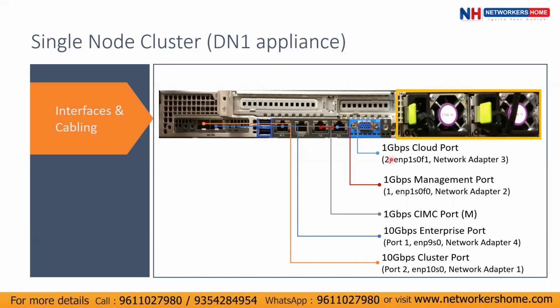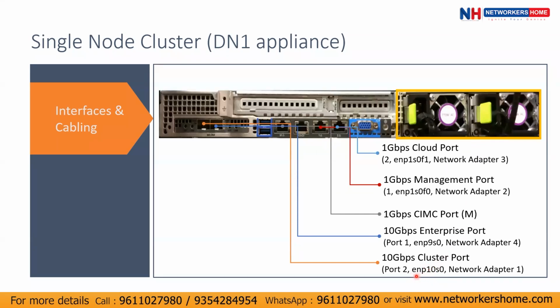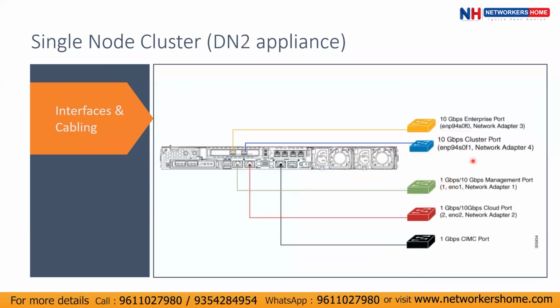Anyone has any doubt on this port-related information, cabling related? Okay. So how can you do the cabling? This is how you can do it. This is the DN2 appliance. Some of the names have changed. Previously, the cluster port name started with ENP10S0. Here, the name is ENP94S0F1. But the purpose of this port is the same. It is the cluster port and it serves the functionality of connecting one DNAC to another DNAC for high availability. Like the enterprise port, the functionality remains the same. The name has changed.